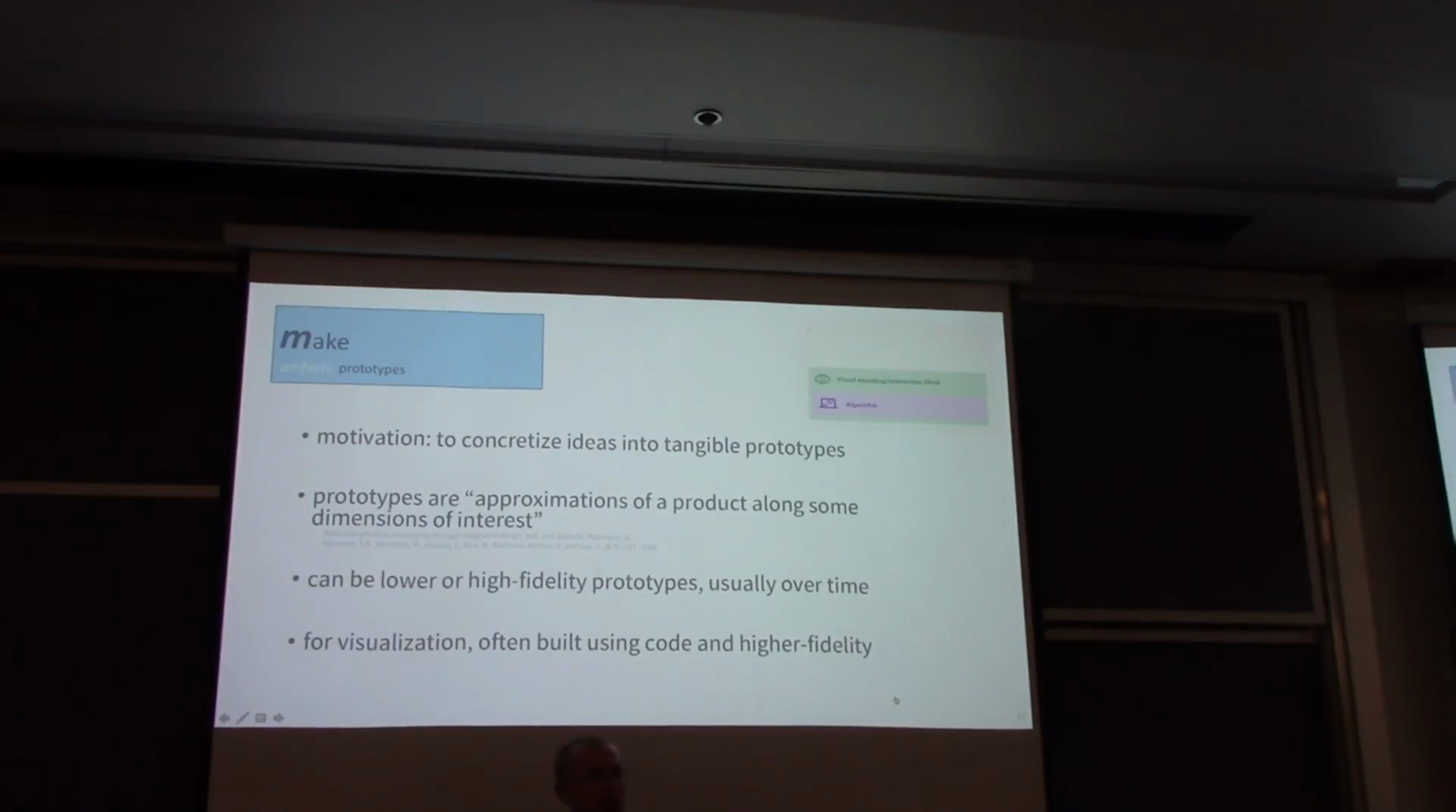The dimensions of interest is where it gets a little bit fuzzy, because you can have artifacts of lower to higher fidelity, and this usually varies over time. A lower fidelity prototype might be something like what I just showed: those data sketches could be an example of a low fidelity prototype if your goal was to keep flushing out that idea. But we were more looking to evaluate ideas, not to create a prototype. For visualization, you often build these using code, and they tend to be on the higher fidelity side. But I would encourage you to shoot for lower fidelity first, to see what works best and evaluate it if possible.